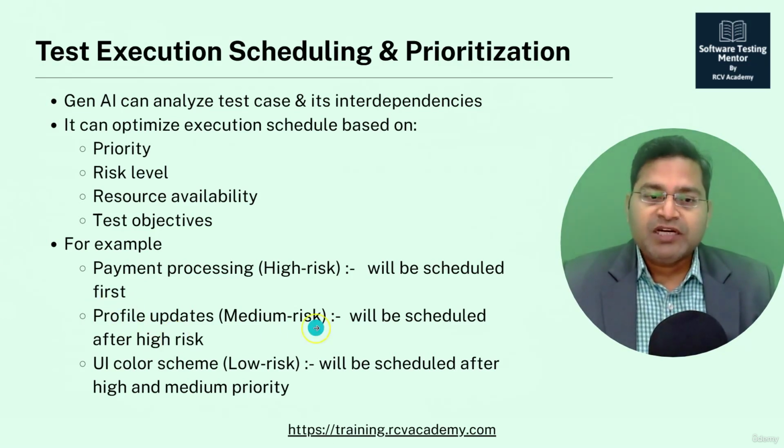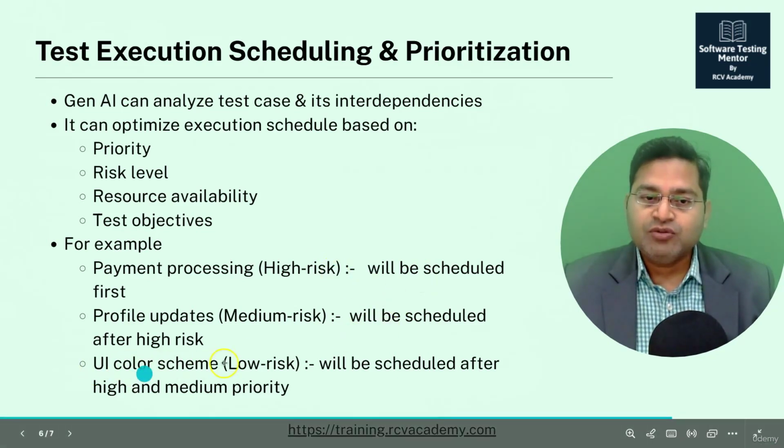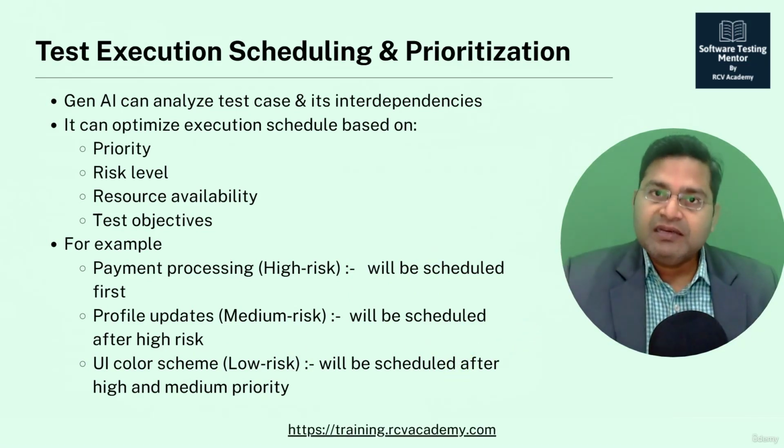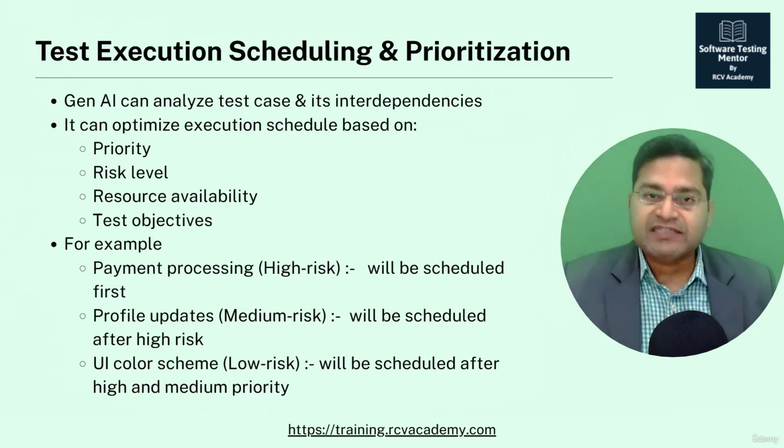Then you have the profile update, which is medium risk, and it will be scheduled after high risk. That's how the prioritization should be done by the generative AI. If you have these requirements, payment processing and profile update, marked as high risk and medium risk, the test cases should be scheduled accordingly: first the high risk, then the medium risk, and then the UI color scheme, which is low risk, will be scheduled after high and medium priority. Your generative AI will be able to do this prioritization in a very quick way, in very little time. That's where it will help you with test execution, scheduling and prioritization.